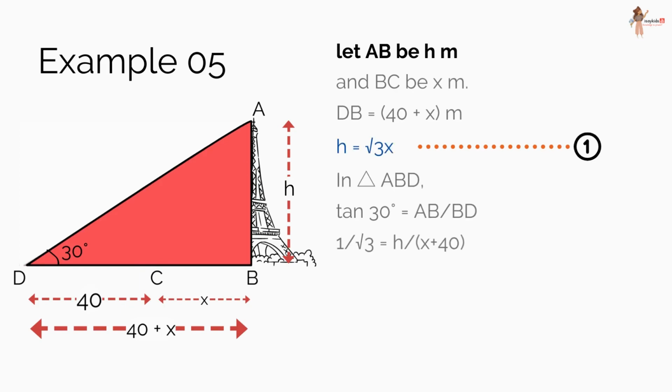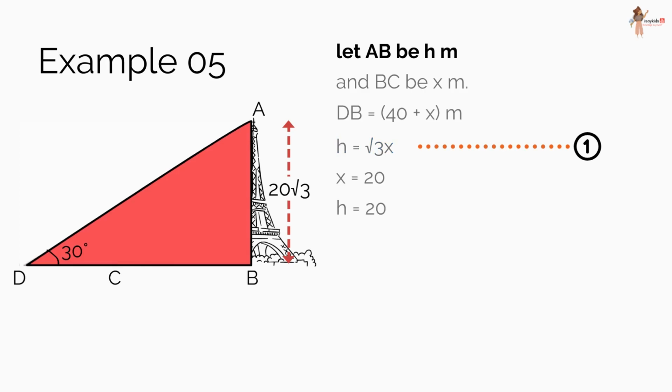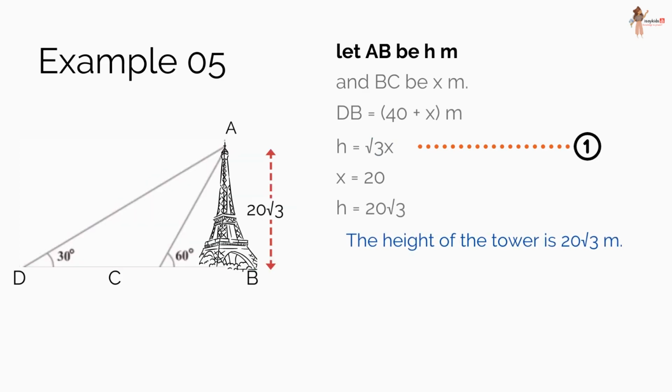That means 1 by root 3 is equal to h upon x plus 40. Now from 1 we have h equal to root 3x. Let's substitute that and we get 1 by root 3 equal to root 3x upon x plus 40. That is x plus 40 equal to root 3 times root 3x. So 3x is equal to x plus 40 which gives us x equal to 20. So height is 20 root 3. Therefore, the height of the tower is 20 root 3 meters.